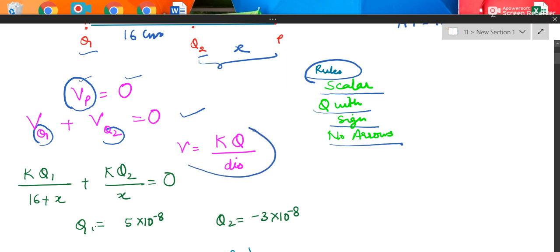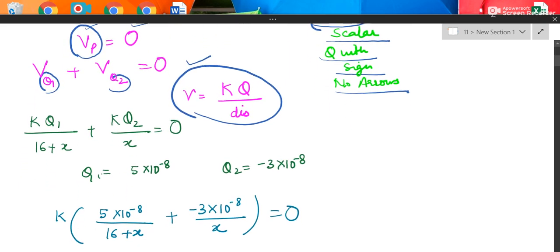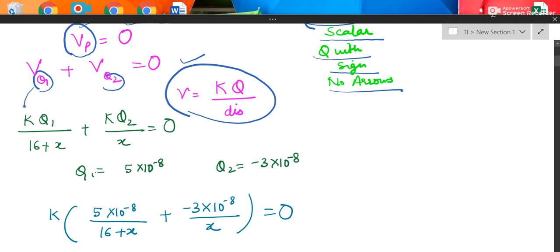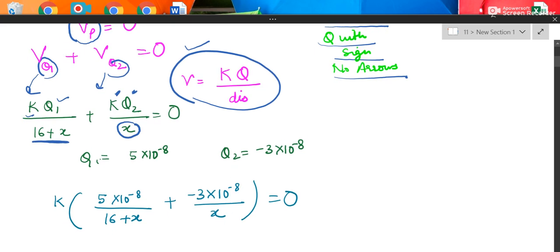Now I know the general formula V is equal to KQ by distance. I will open V, this term and this term. So let us open K, this is charge 1 by distance. So the first charge is located at X plus 16 or 16 plus X. Now you can see how I've opened this. K, second charge, upon second charge distance from P, which is X, is equal to 0.